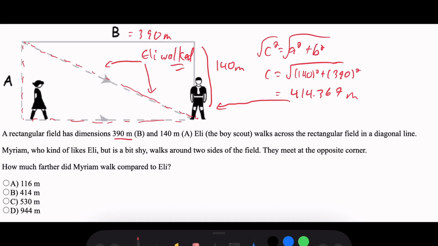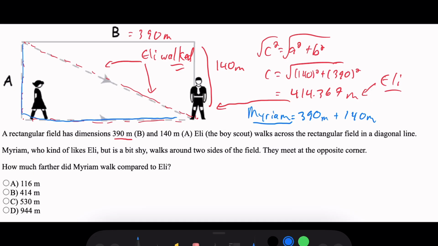Now to figure out how much Miriam walked, we're going to add these two. So this is for Eli, and then for Miriam, it's going to be 390 plus 140 meters. So again, because she walks here and here, that's going to give us a total distance of about 530 meters. So then they want to know how much farther did she walk than Eli?